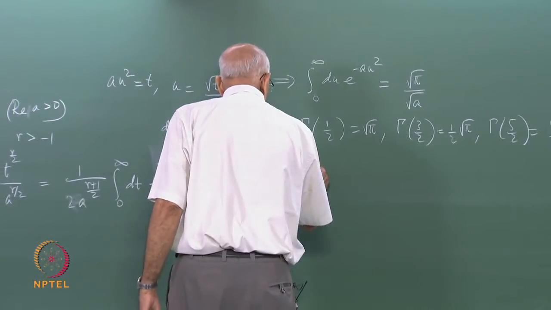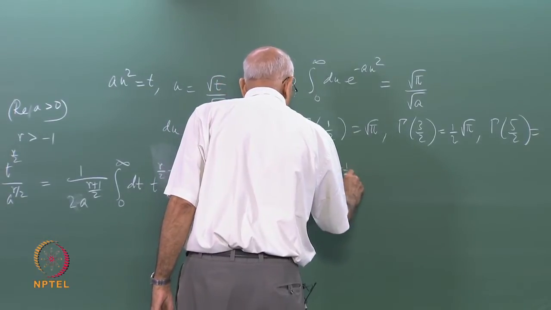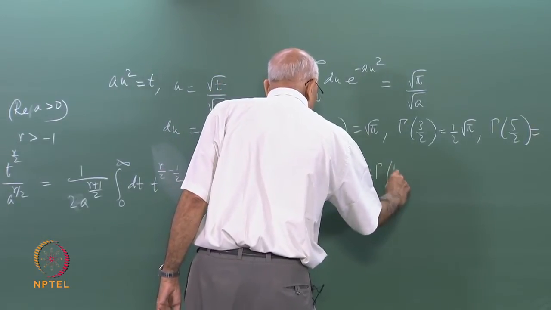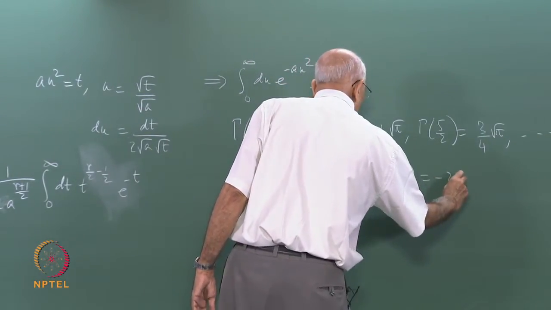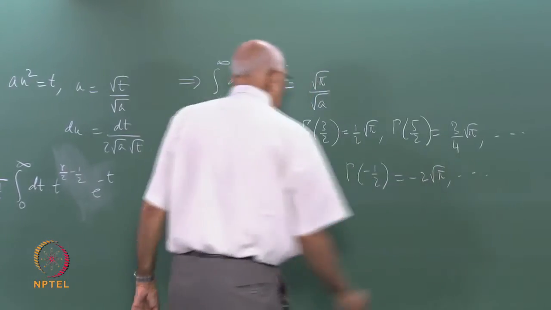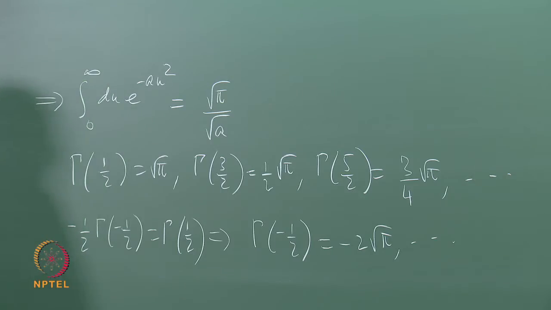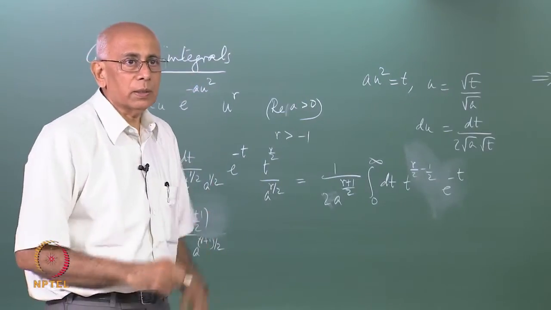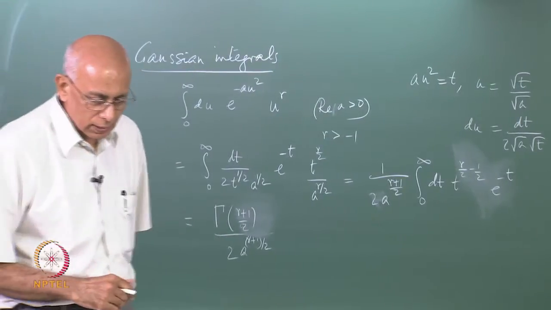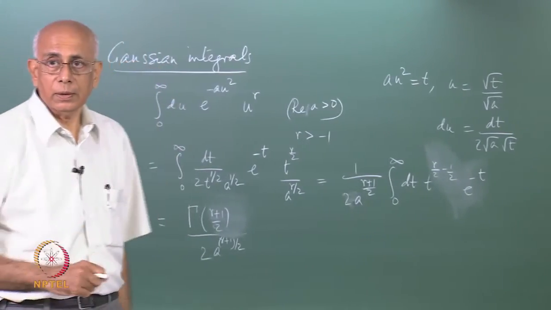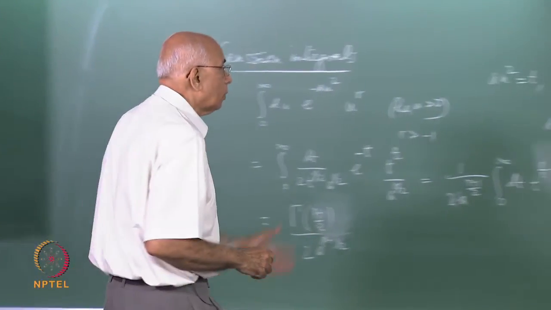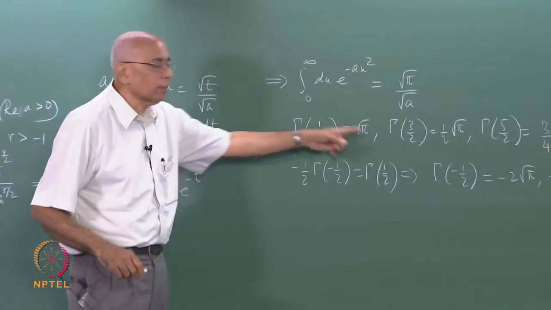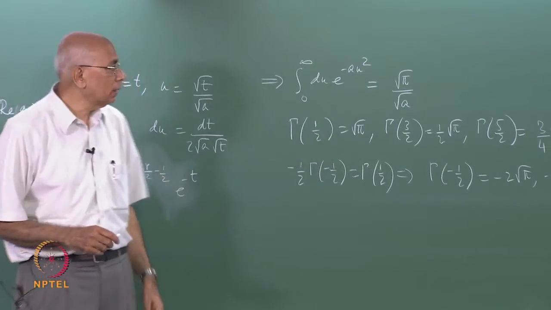So for example we have minus half gamma of minus half equals gamma of half, which of course implies that gamma of minus half equals minus 2 root pi and so on the other side. So you have the possibility of writing gamma functions of half odd integers in terms of some simple numbers. Not so easy to do it for other rational values of the argument, but certainly for half odd integers this is a very useful formula. This appears all the time, very familiar thing.